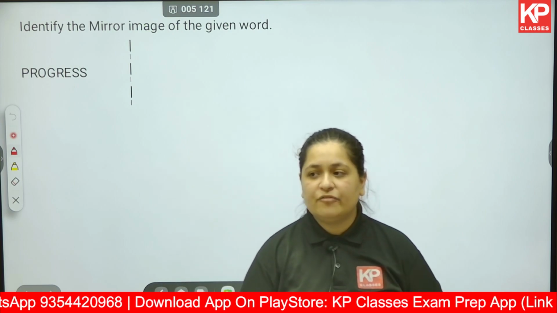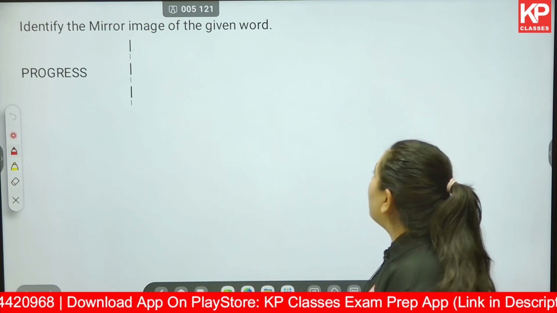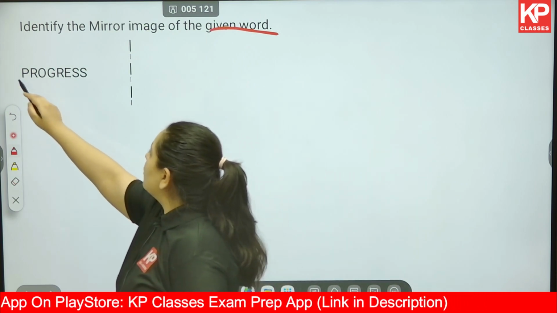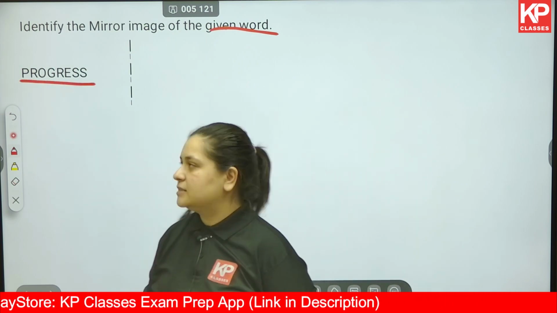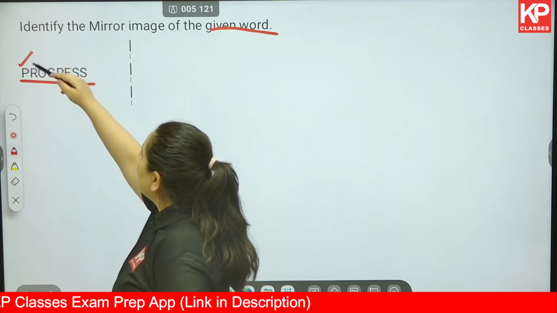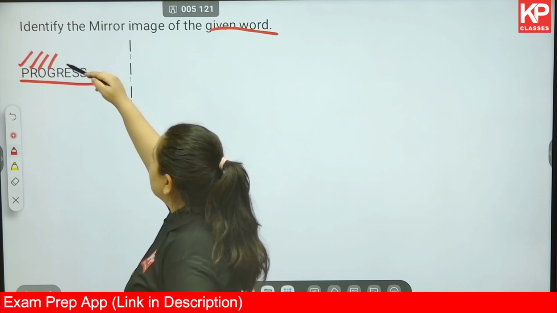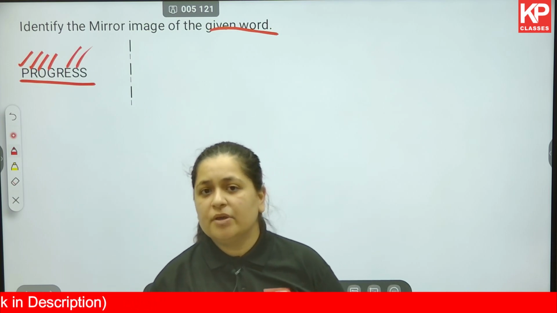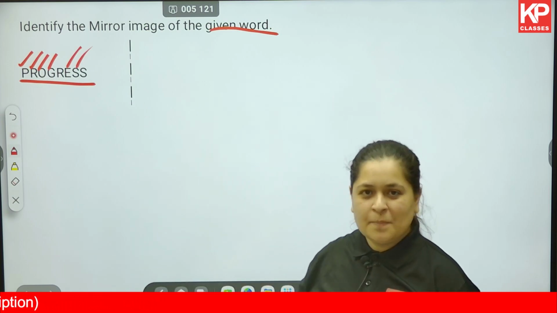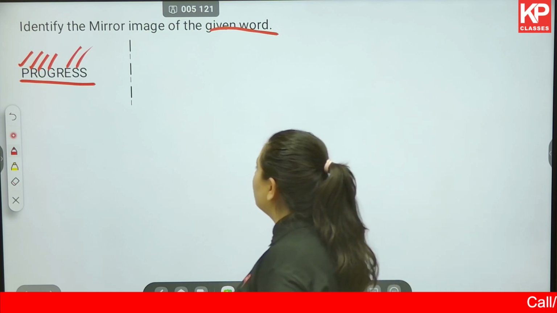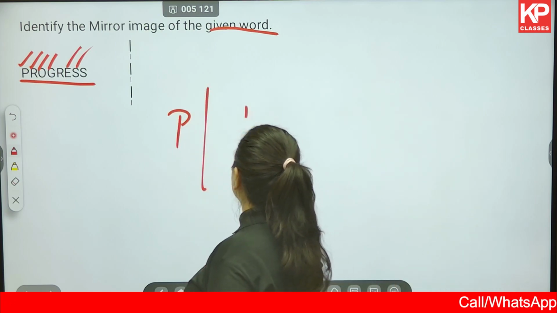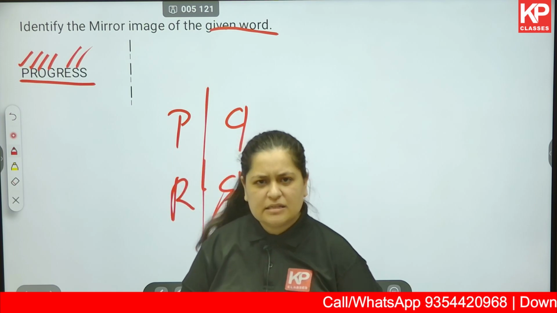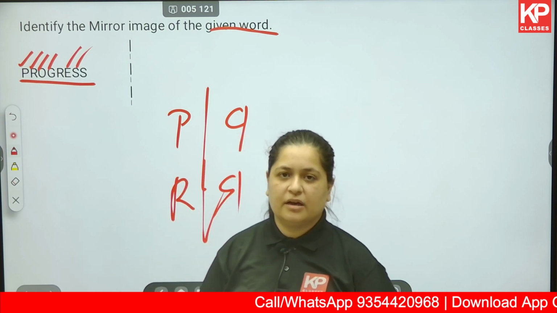Next, identify the mirror image of the given word. Okay. Now, PROGRESS. So you have PROGR done already, E and S. These many letters. Okay, you have to understand the mirror image of that. Does your work end here? Of course, you know that it does not. P's mirror image is this. R's mirror image looks something like this, and so on. You work on that, you identify the correct answer.